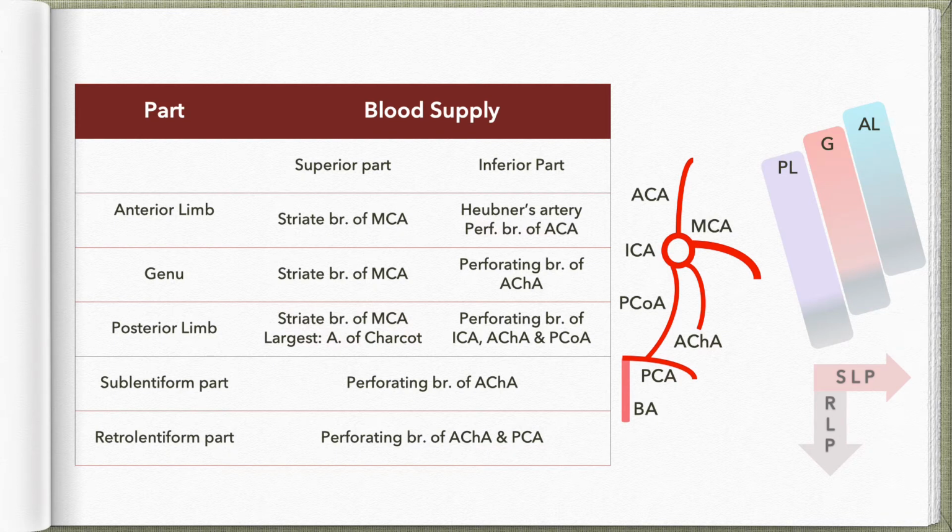Upper parts of anterior limb, genu and posterior limb, they are all supplied by both medial and lateral striate branches of middle cerebral arteries. Of this, the posterior limb gets the largest striate branch, also known as artery of Charcot, or otherwise known as artery of cerebral hemorrhage. Now this is the one which is most likely to undergo hemorrhage resulting in lesion to the internal capsule, or resulting in a stroke, the commonest cause of stroke.